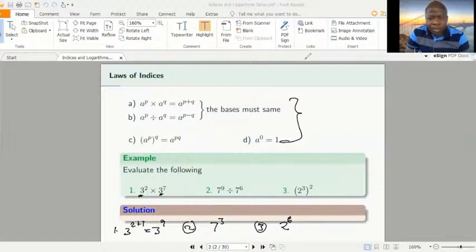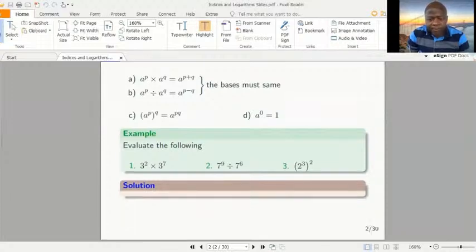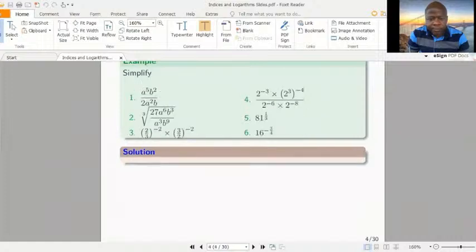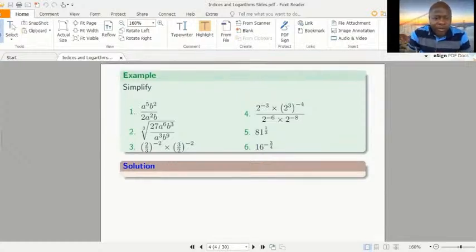Now, let's look at the next part. I just want to look at this example. The example says simplify this. So let's just do the first question, our solution, and we're using the laws of indices.